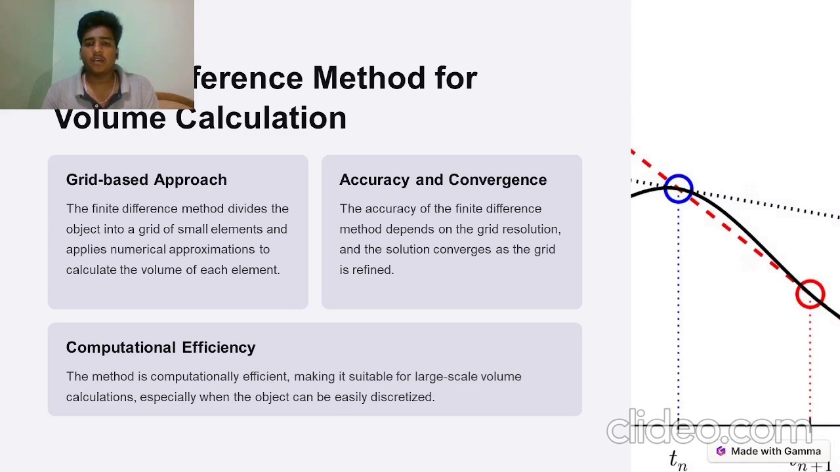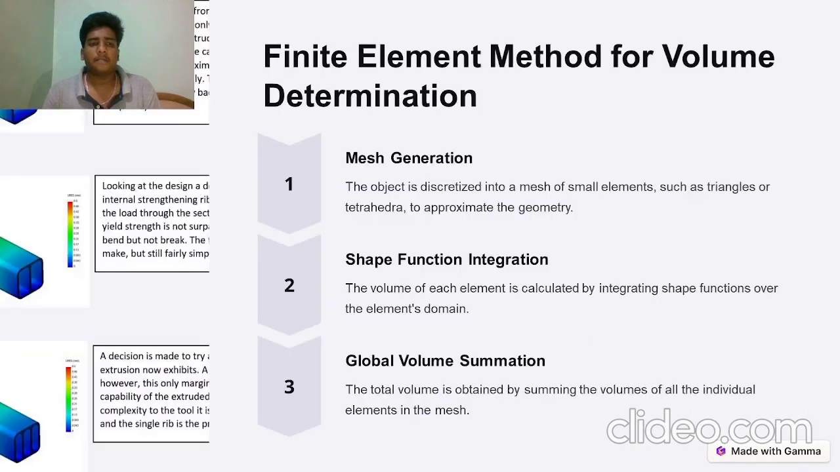The second one is accuracy and convergence. The accuracy of the finite difference method depends on the grid resolution, and the solution converges as the grid is refined. The third one is computational efficiency. The method is computationally efficient, making it suitable for large scale volume calculation, especially if the object can be easily discretized.